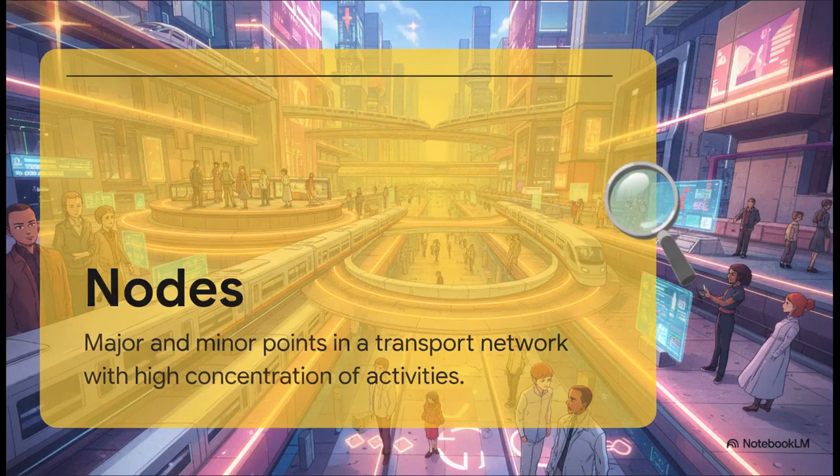Now, the whole foundation of this urban blueprint relies on things called nodes. Essentially, major and minor nodes are just the specific points located within a transport network that act as centers of activity. It's like a giant puzzle. Today, we are really going to focus heavily on the major ones, mainly because these feature a massive concentration of activities. They are quite literally the bustling, beating hearts of the entire transport grid.